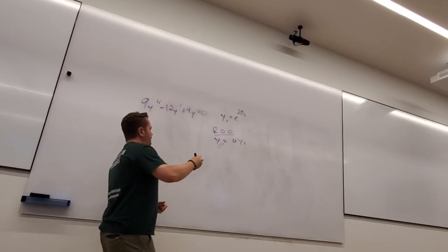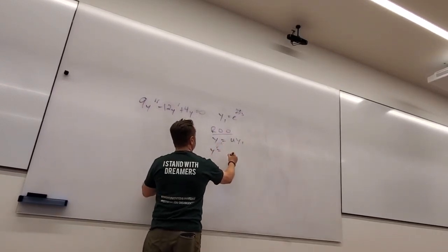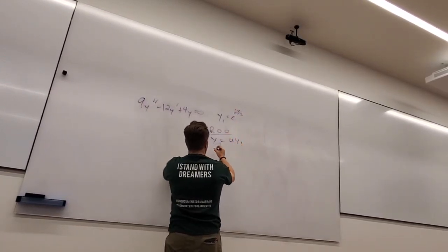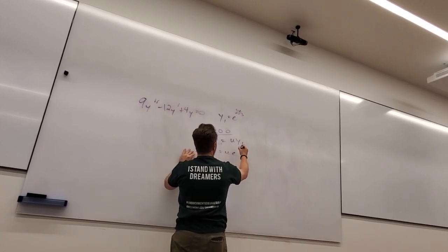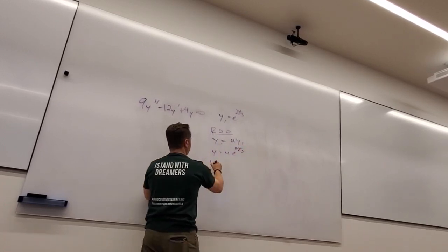Okay. So what's y prime? Let's get more specific. So y equals u e to the 2x over 3. What's y prime?